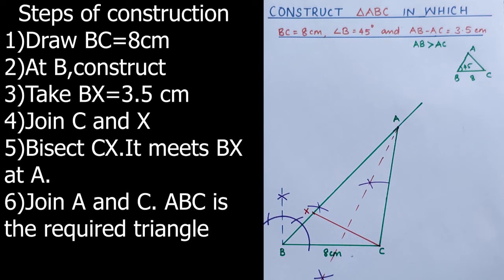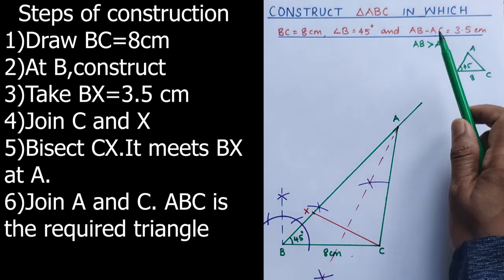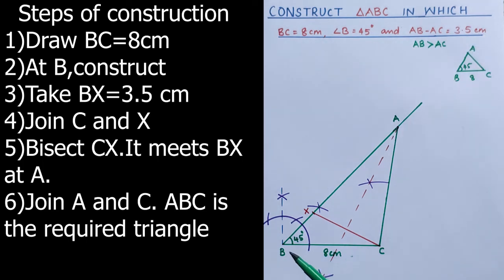Once again I will explain. Here the base length is given 8 cm. We can use ruler to draw that. Then at B we have to construct 45 degree. Then extend that line. Then AB minus AC is 3.5 is given. That with the ruler you can measure it, or with the compass you can draw it. And that point is X.